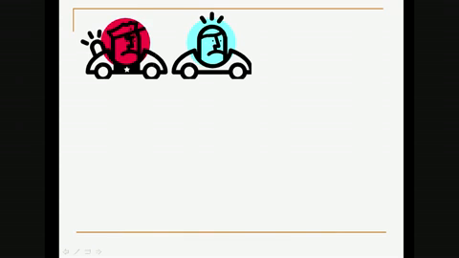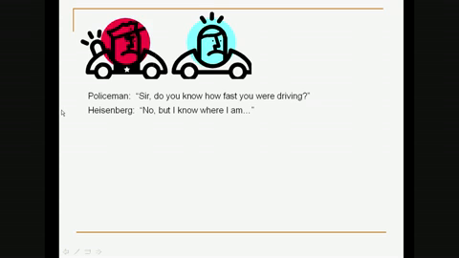Here's a famous joke. So what you see here is Heisenberg riding his car, and he's driving pretty fast. So a police car is chasing him, and at the end the police catches him and stops him. And one of the policemen asks, "Sir, do you know how fast you were driving?" And Heisenberg very calmly replies, "No, but I know exactly where I am."